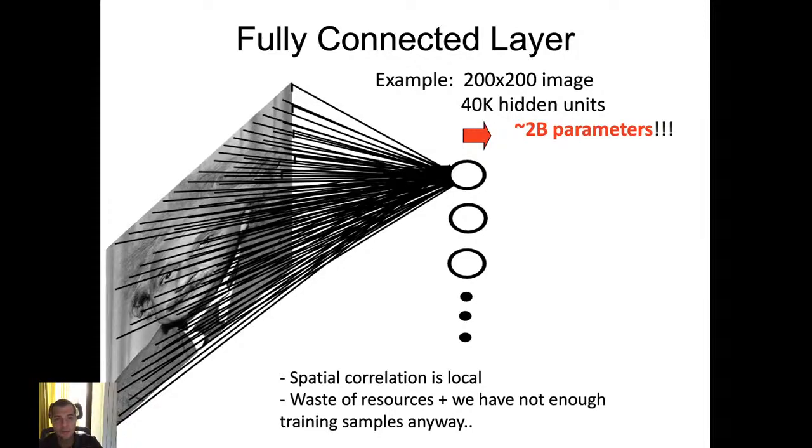So in standard fully connected networks, there is a lot of computation involved, and it's not really efficient for images. There is a lot of waste in terms of resources, and also in order to train these layers, we would need a lot of training samples which are not available. So we need to consider a different model based on the observation that there is some spatial correlation that is only local.